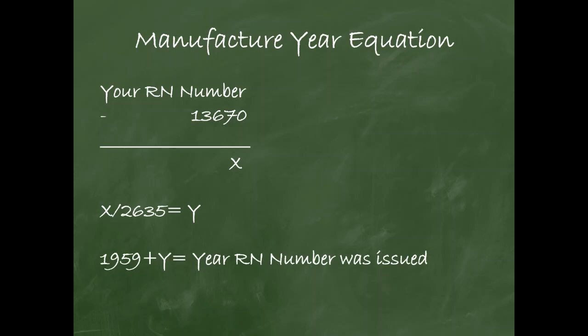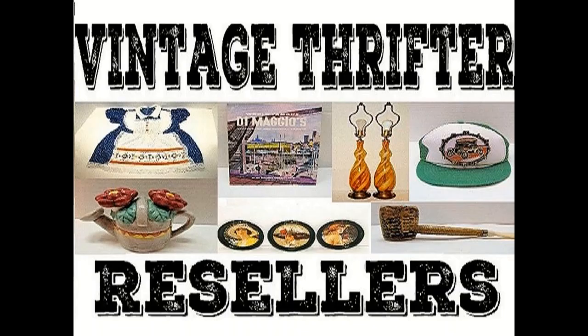Now what you're going to want to do is add that number to 1959, and that will be the year the RN number was issued. Again, it's not going to be exact, but it's going to at least be able to tell you that this dress that looks like it could be a 60s dress, but you're not sure if it's a 60s dress, and say you come up with 1982, obviously it could not have been made in 1960.